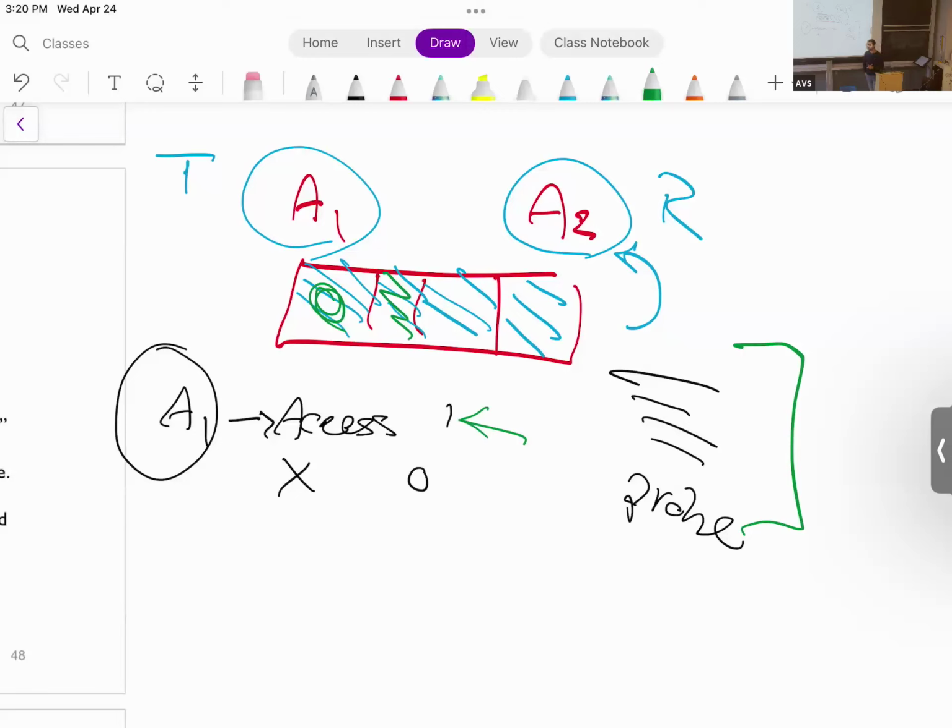Yeah. Assuming that no other process is accessing your cache line, couldn't you send an entire set of bits at a time? Yes, you can, and that's your project, right?